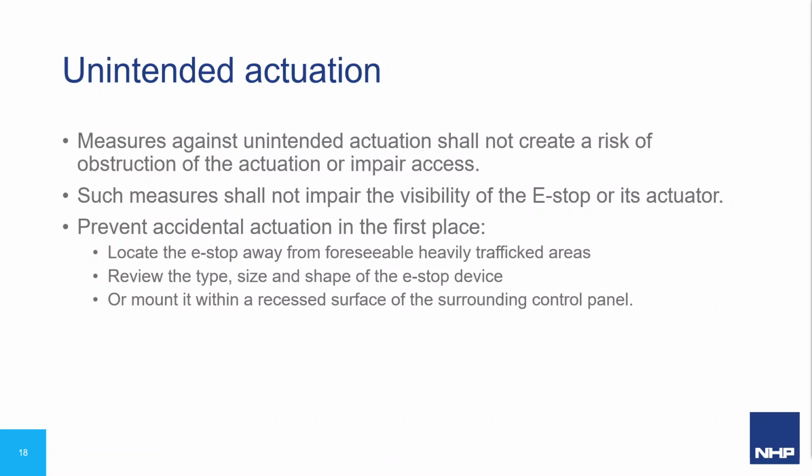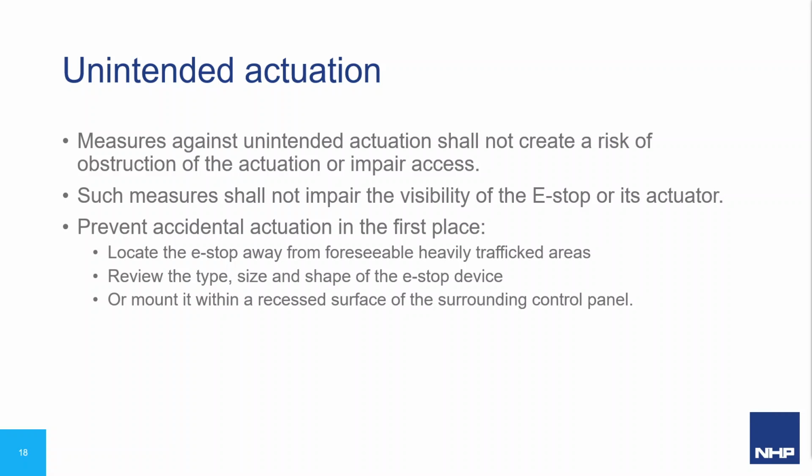If there is the need to guard the e-stop from unintended actuation, then any measures you put in place shall not create a risk of obstruction of the actuation or impair access, nor should it impair the visibility of the e-stop or its actuator. For hand-operated e-stops, any guard you put in place shall not impede or hinder actuation with the palm of the hand.